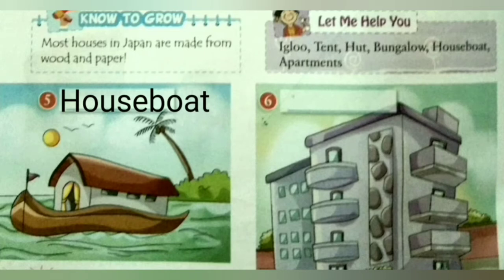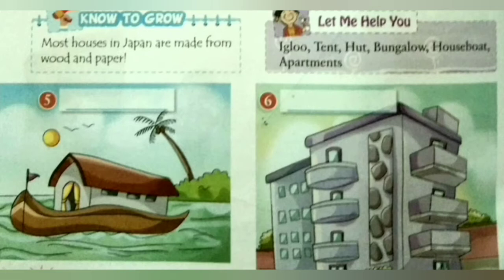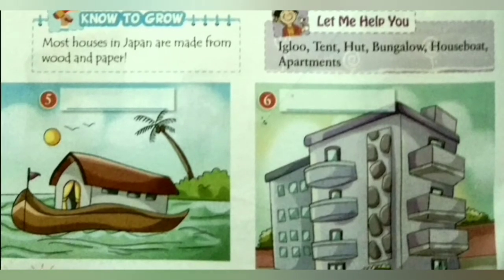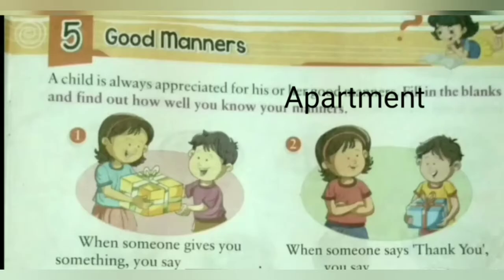Picture number 6 is a picture of apartment. Apartment is a house that occupies only a part of a building. Apartment has many flats and many families live together in one building. So write here in the space given apartments.